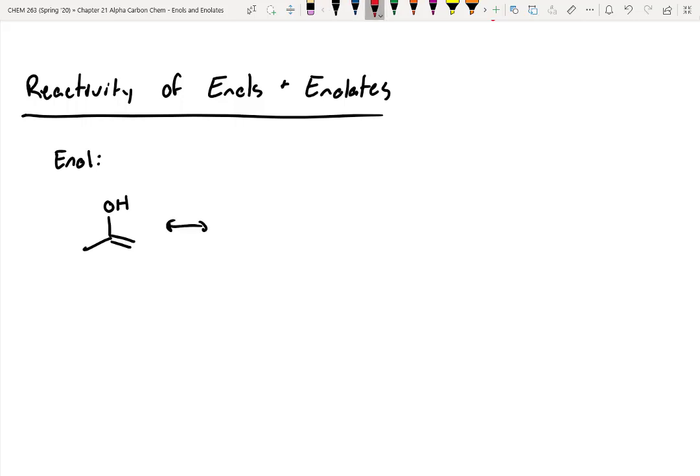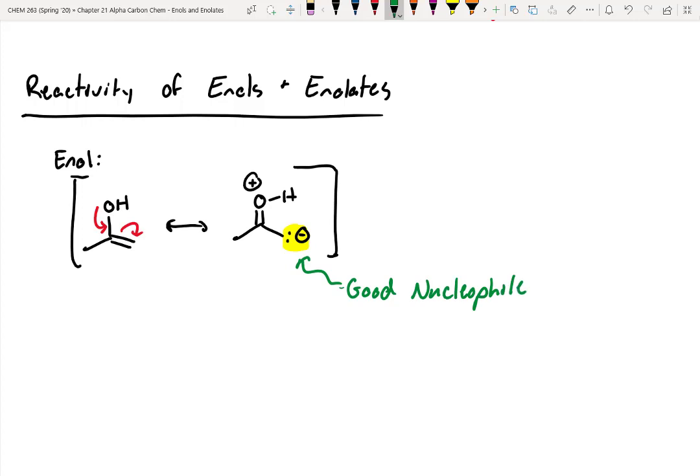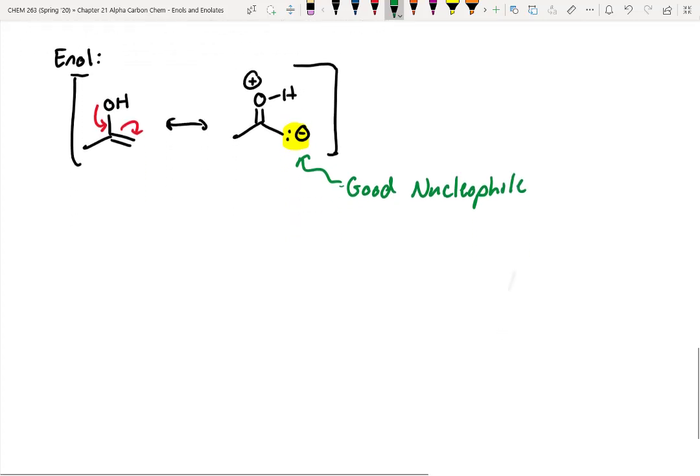And if we think about resonance contributors, we can move those lone pairs down. And we could show this as a resonance structure. The zwitterionic form is going to be a minor contributor compared to the neutral form, but it shows us where the reactivity will take place. In particular, this site with the negative charge is going to be a good nucleophile, because that's the position where we've got high electron density. So this can do a lot of nucleophilic chemistry like we've seen in previous chapters.